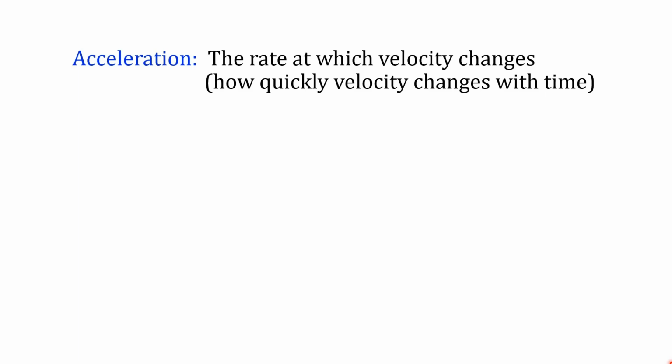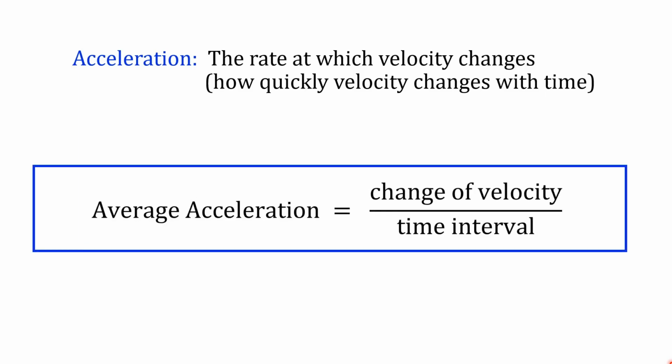We're going to define acceleration as the rate at which velocity changes, or in other words, how quickly velocity changes with time. In physics, usually our main focus is to take a conceptual definition like this and convert it into a mathematical relationship. So we're going to start with the definition of average acceleration as the change in velocity divided by the time interval.